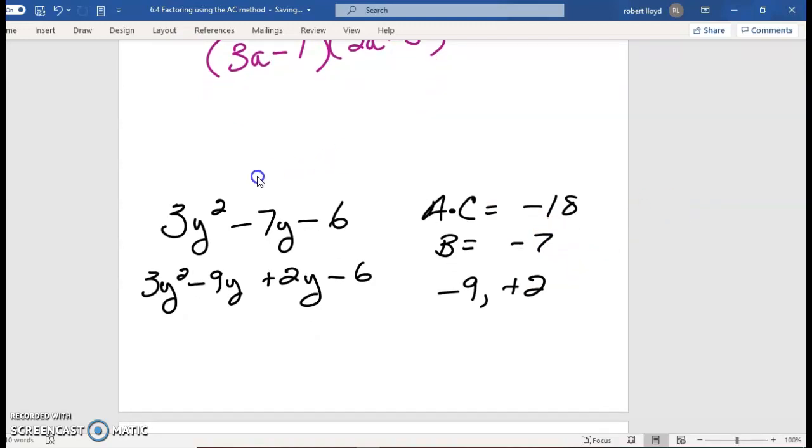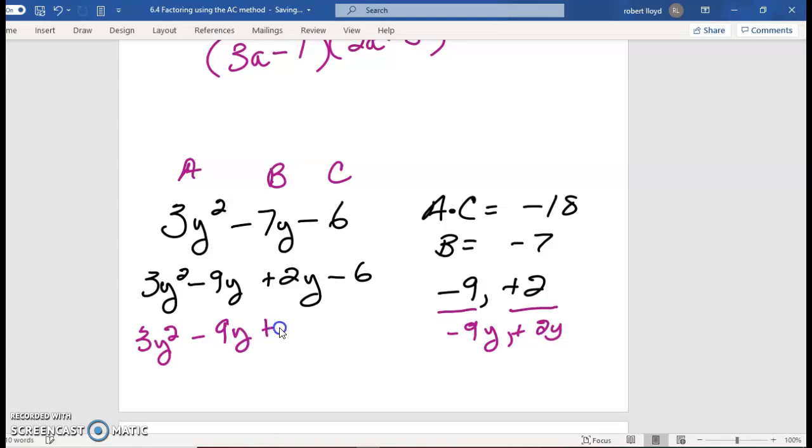Another one, take the A times the C, is negative 18. This is our B, negative 7. So two factors of negative 18 that add up to negative 7 are negative 9 and positive 2. So we have negative 9y and positive 2y. We're going to put the 9 with the 3 because it's a multiple, and the 2y with the 6. So we're going to have 3y squared minus 9y plus 2y minus 6.